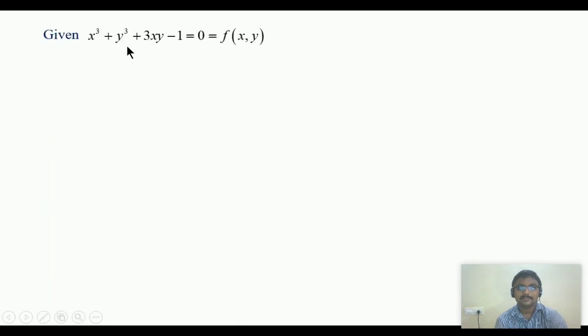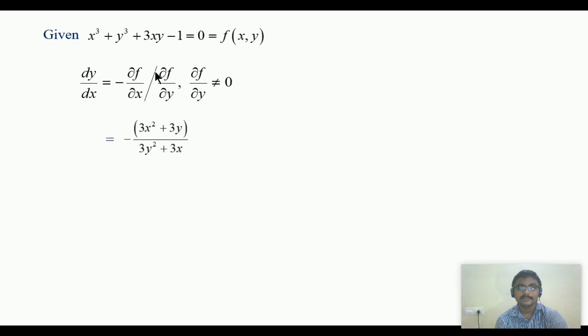Now we have x cube plus y cube plus 3xy minus 1 equal to 0. It is an implicit function because x cannot be solved in terms of y. Now the implicit formula is dy by dx is minus dou f by dou x upon dou f by dou y. Substituting the partial derivative values and simplifying by taking 3 common in the numerator and denominator, 3 gets cancelled. So we have minus of x square plus y by y square plus x. It is the value of dy by dx.